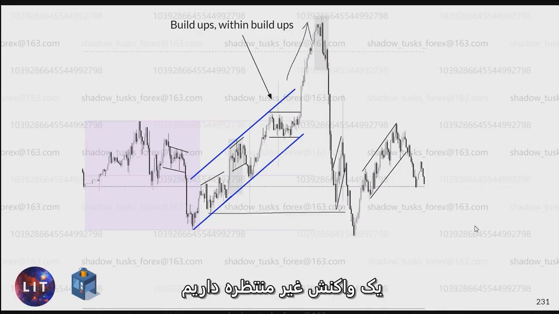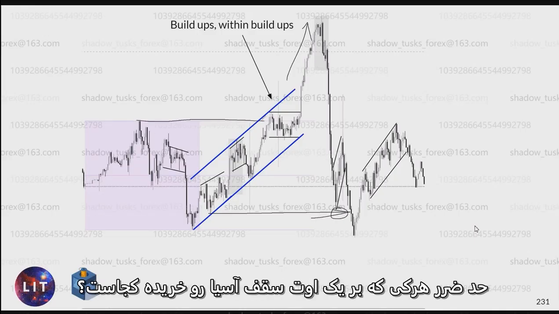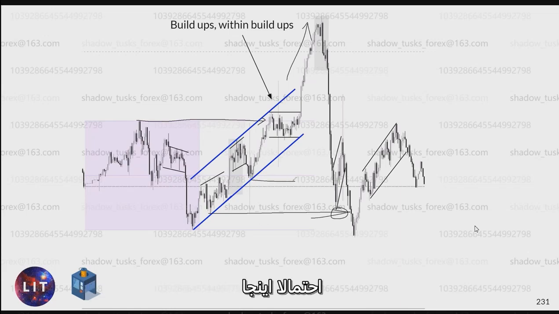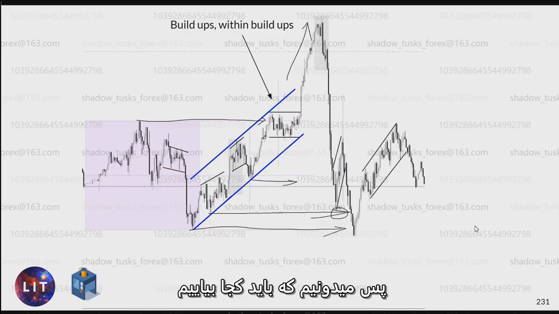Reaction from middle of nowhere. What is this doing? Building liquidity. Any people who have bought the Asia high breakout, where are their stops? Likely here or Asia low. So we know where we should be coming to.